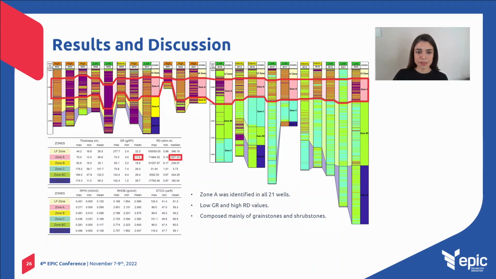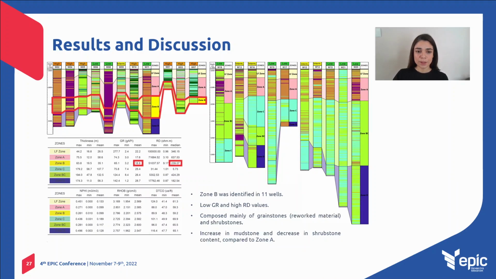Zone A was also identified in all 21 wells, and it shows low gamma ray and high resistivity values, and is composed mainly of grainstones and shrubstones. Zone B was identified in 11 wells, and it shows characteristics similar to Zone A with low gamma ray and high resistivity values, and is also composed mainly of reworked material, grainstones, and shrubstones. However, the zone shows an increase in mudstone and decrease in shrubstone compared to Zone A.